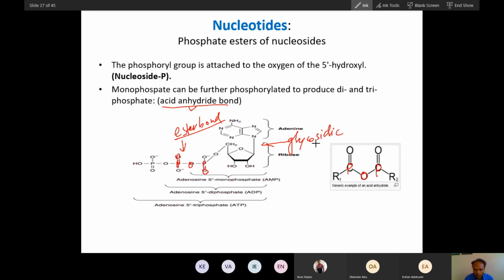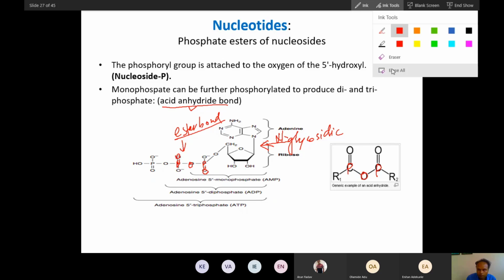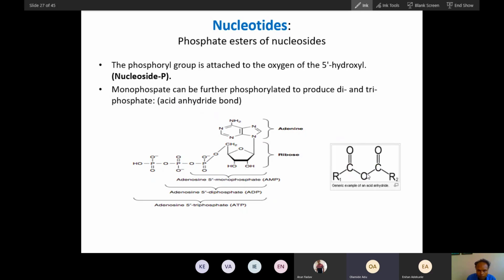So are you convinced about this and the glycosidic bond? Yes, sir. So now you understood. Will you remember this is an ester bond here? Yes. Like this, and anhydride is also an ester bond. So these are ester bonds.